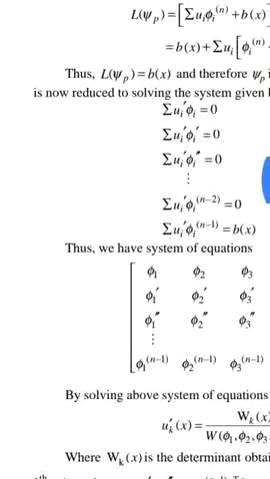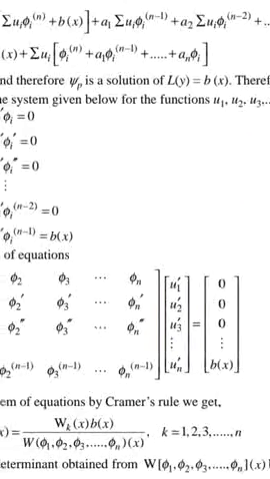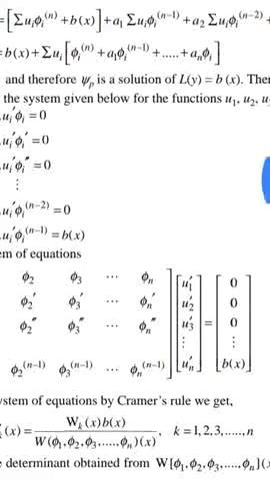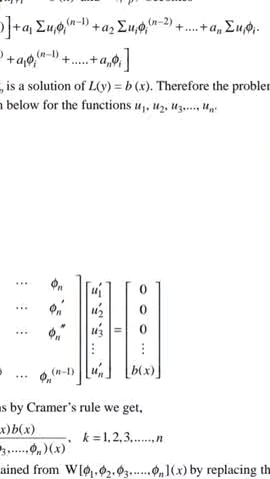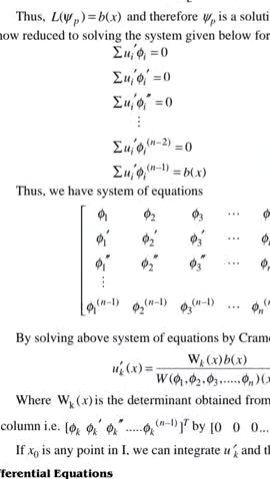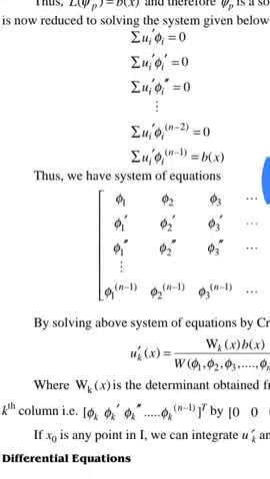Therefore the problem is now reduced to solving the system given below for the functions u1, u2, u3, dot dot dot, un. Summation of ui' phi is equal to 0. Summation of ui' phi' is equal to 0. Summation of ui' phi'' is equal to 0, dot dot, summation of ui' phi^(n-2) is equal to 0. Summation of ui' phi^(n-1) is equal to b(x).